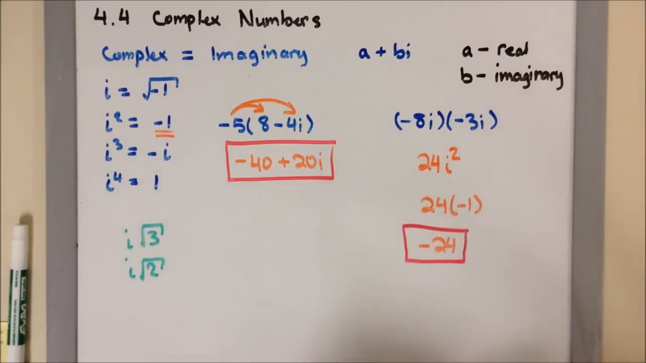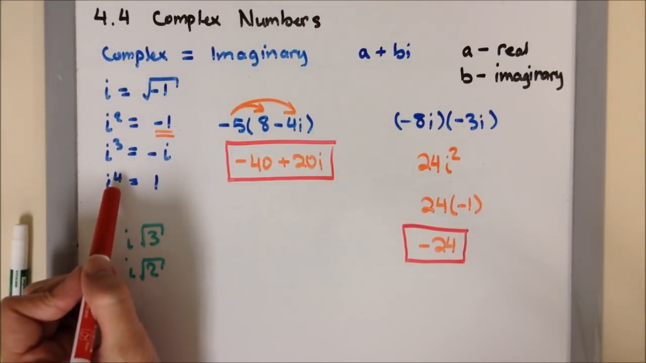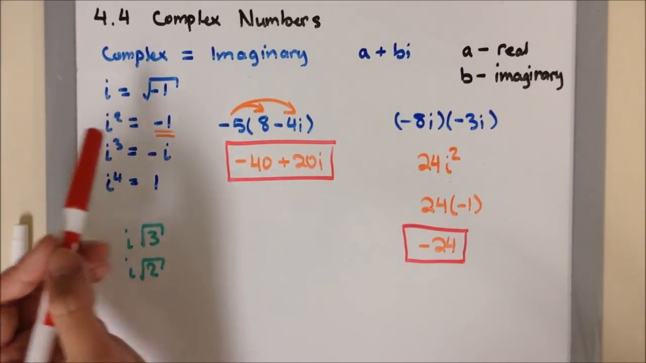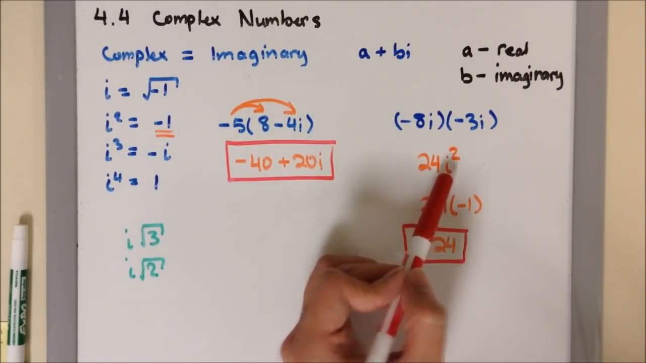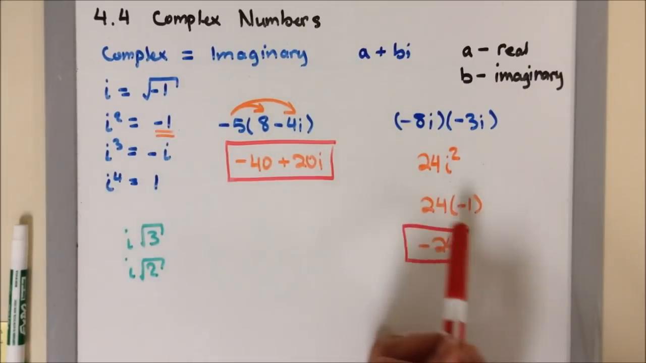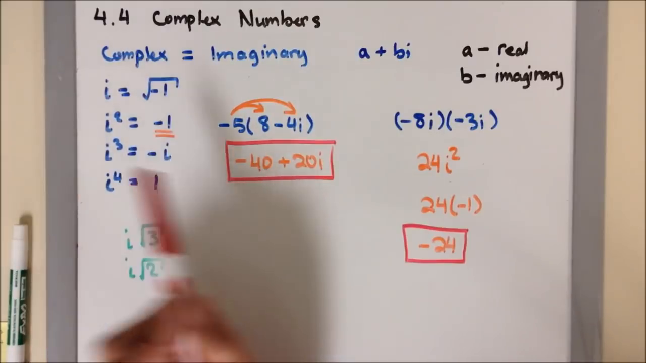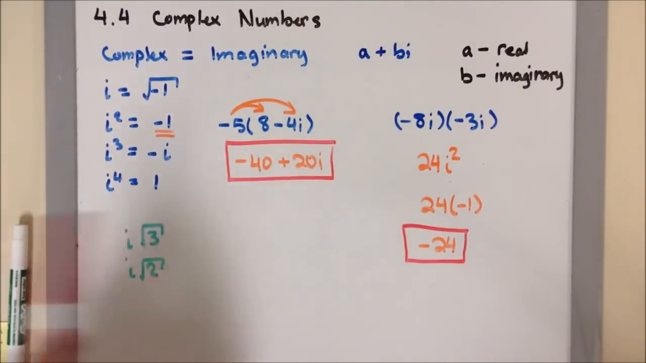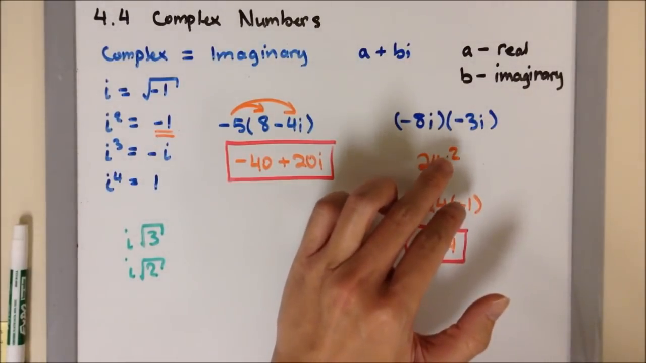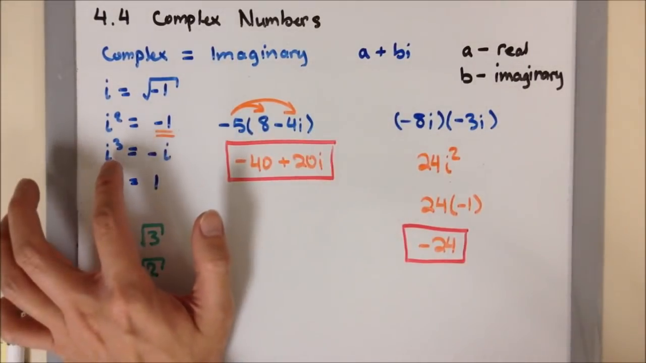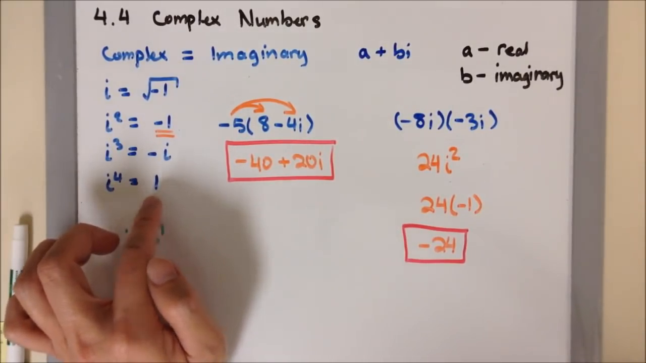Like I said before, your final answer should not have i squared, i to the third, or i to the fourth. Your final answer should have either real numbers, like negative 24, because I converted i squared into its corresponding value, which is negative 1, or it can have i, just like this one, negative 40 plus 20i. So when you're multiplying and you have i squared, remember to switch i squared with negative 1. If you have i to the third, switch it with negative i. If you have i to the fourth, switch it to 1.